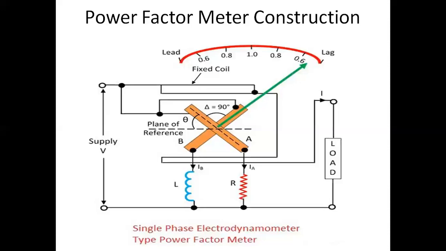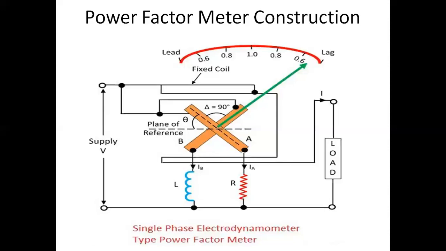Most importantly, you can get the MCQs from here. That is, the fixed coil is divided into two parts. The potential coil is also divided into two parts, which are 90 degrees apart from each other, very importantly. And obviously, one is purely resistive and the other is purely inductive. So there is a phase difference also, and depending upon the phase difference, the pointer will move accordingly.